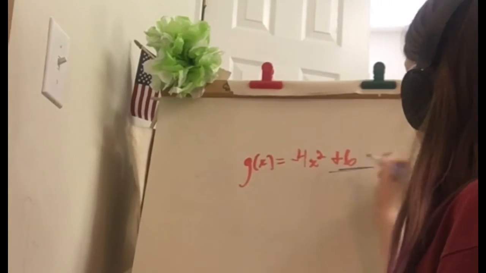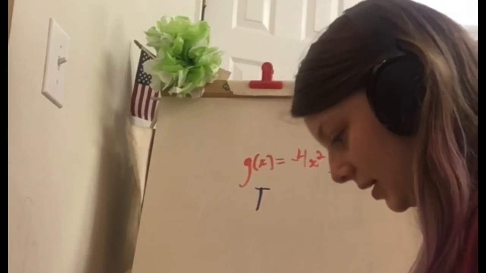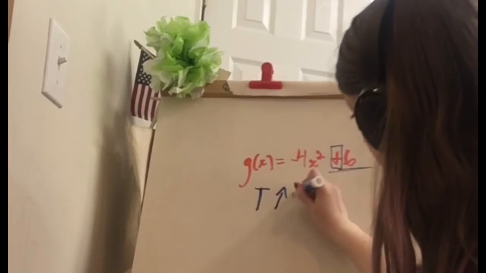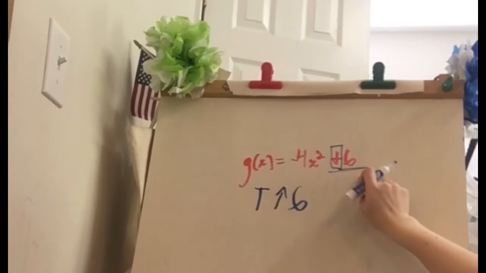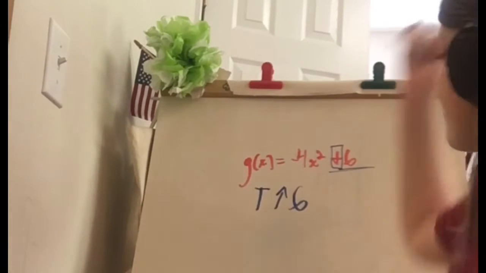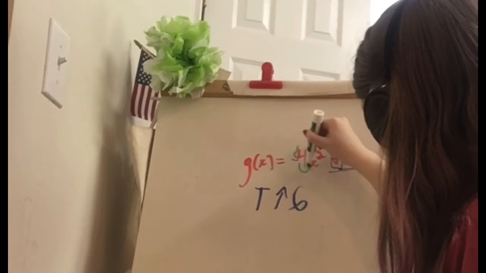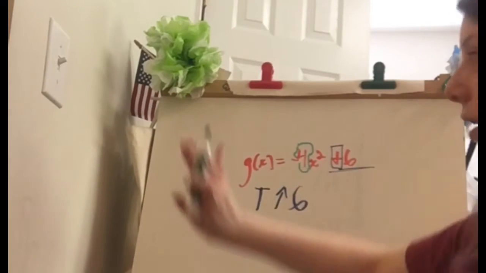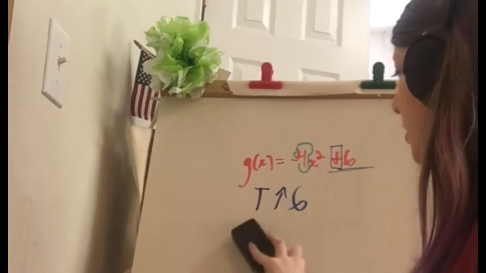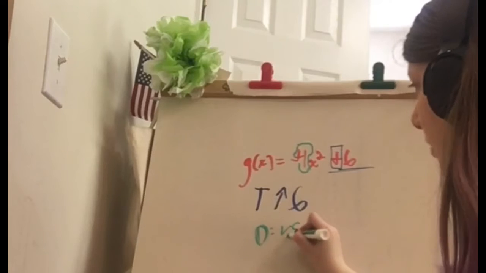Okay, so because this is positive, we know that it translates up 6. Up 6, right? Okay. Now, we can see with the 4 here, ignore the negative. So, without the negative, we can see that the 4 dilates. It dilates. Vertical stretch.